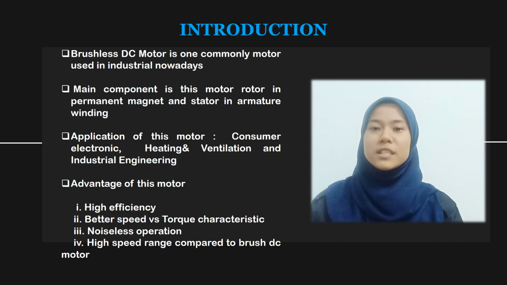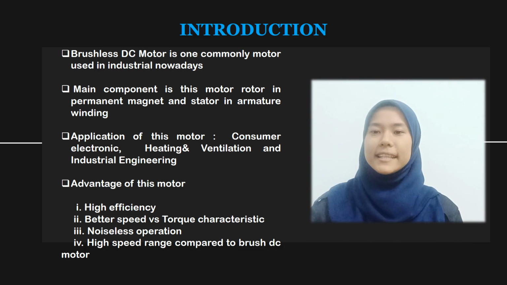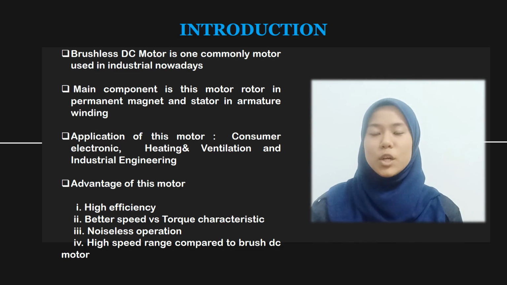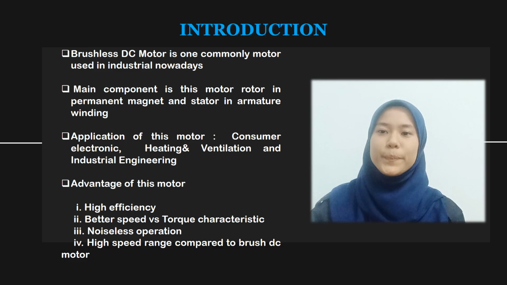The applications of this motor are, first, consumer electronics, second, heating and ventilation, and this motor is commonly used in industrial engineering. Why is this motor commonly used? Because of its advantages. First, this motor has higher efficiency. Second, it has better speed versus torque characteristic. Third, this motor has noiseless operation. And lastly, this motor has a high speed range compared to brush DC motor.